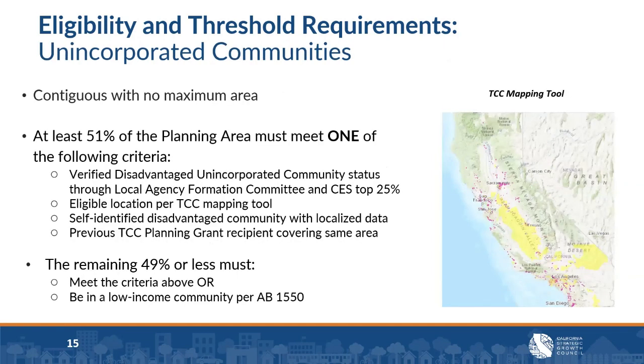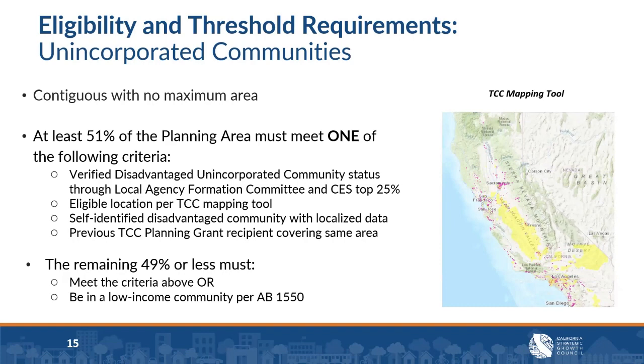Now for unincorporated communities, the project area requirements are a little bit different. Again, same as before, the project area must be contiguous, but there is no maximum area size. 51% of the planning area must meet one of the following criteria, which is verified disadvantaged unincorporated status through local agency formation committee or LAFCO. And it has to meet the CalEnviroScreen top 25%. Eligible location per the TCC mapping tool.